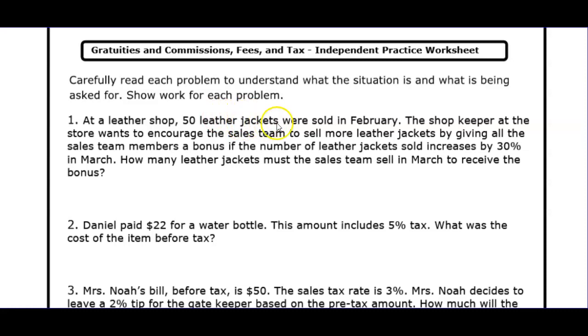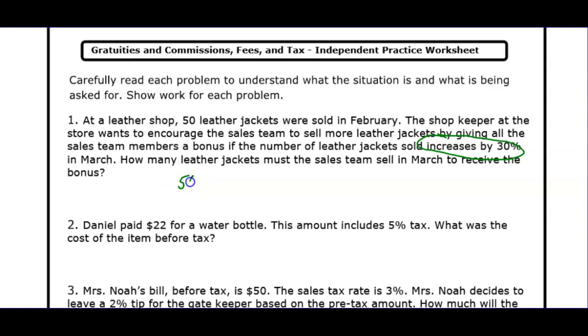We got 50 leather jackets sold in February. The shopkeeper wants to encourage the sales team to sell more leather jackets by giving all of them a bonus if the number of jackets sold increases by 30%. So this right here is going to tell us how we're going to increase the problem. Whenever you see a percent increase, we have to work that into the multiplication. So how many jackets must the sales team sell in March to receive the bonus?